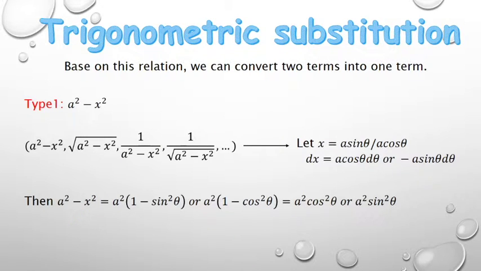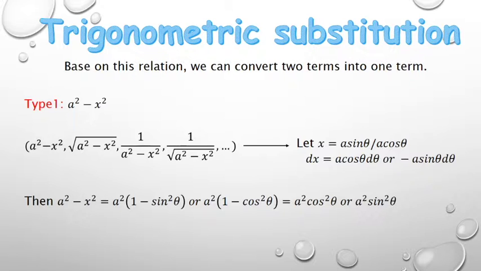The next technique that we are going to discuss here is trigonometric substitution. Basing off of the u substitution method, we can convert two terms into one term. For example, a squared minus x squared, or root of a squared minus x squared, or 1 over a squared minus x squared, or 1 over root of a squared minus x squared. We can let x equal to a sine theta or a cosine theta, and dx will become a cosine theta d theta or minus a sine theta d theta.